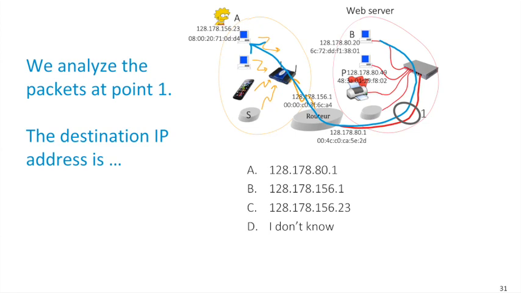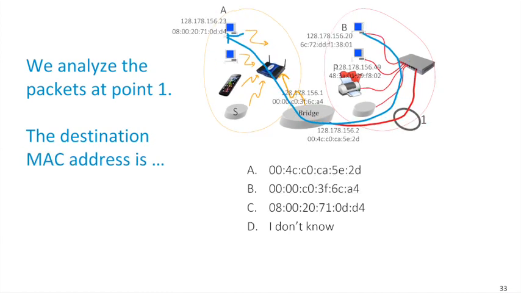I close the poll in a few seconds. Closing. And now the vast majority says C, which is the correct answer. So the principle of IP is we send a packet to the IP destination address in all cases. So the IP destination address is this one here. Let's continue.